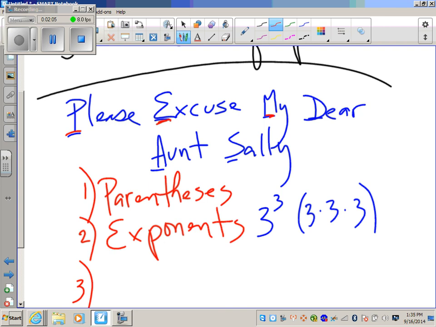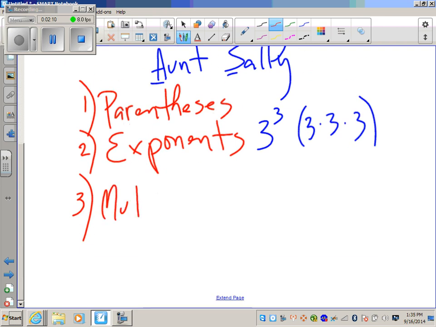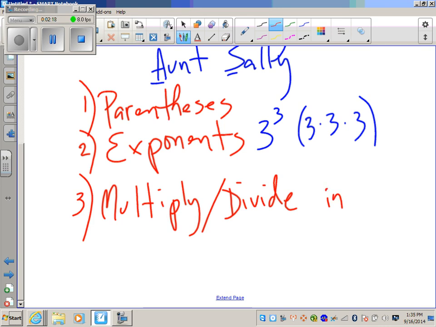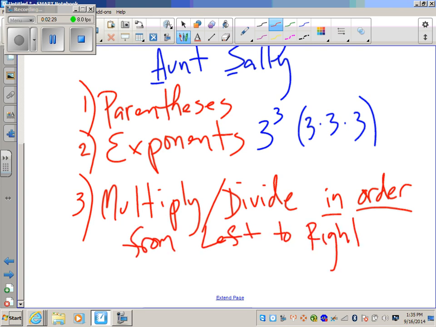goes with the M and the D in my dear, and this one's really important. Multiply, I'm going to put slash, divide, in order, from left to right. Just because the my comes before dear doesn't mean that you always multiply before you divide. It matters where they are in the problem.